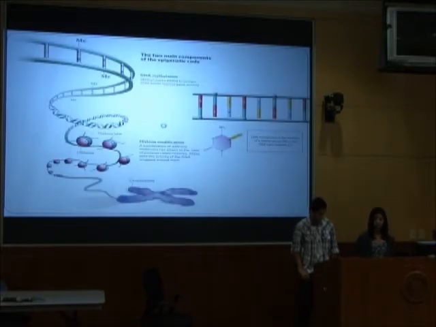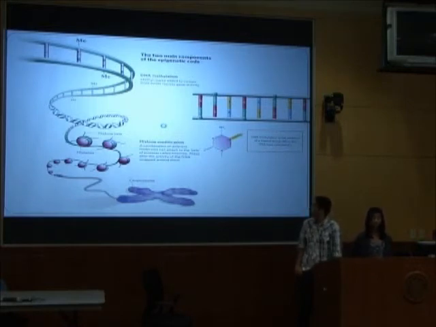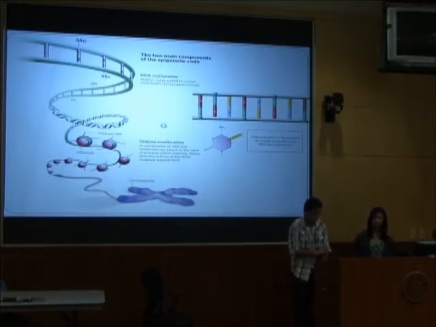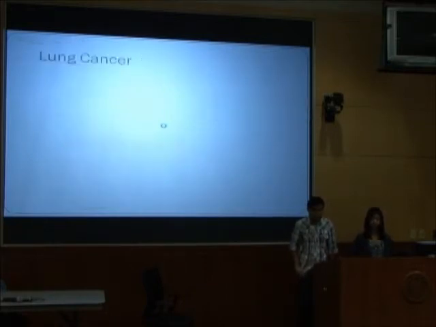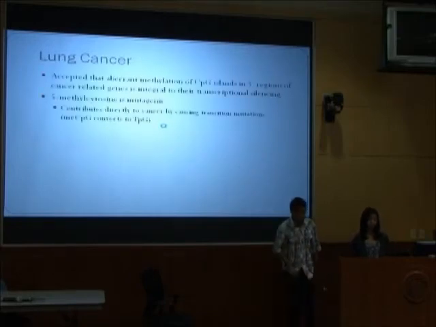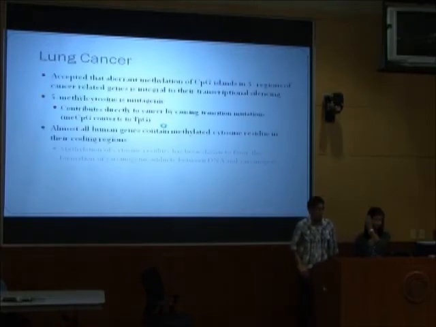These are just two diagrams that we found. There are two main components of the epigenetic code, and one of them is DNA methylation, and after that it's histone modification, but we just focused on the DNA methylation of certain tumor suppressor proteins such as TP53. DNA methylation is the addition of a methyl group to the cytosine, the DNA base cytosine. Okay, so where we took this project was we applied it to lung cancer.